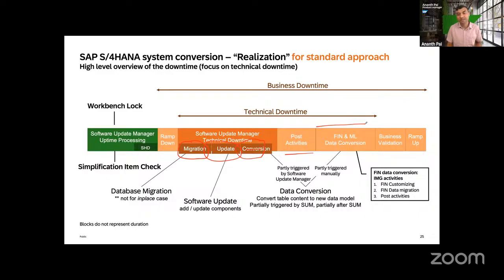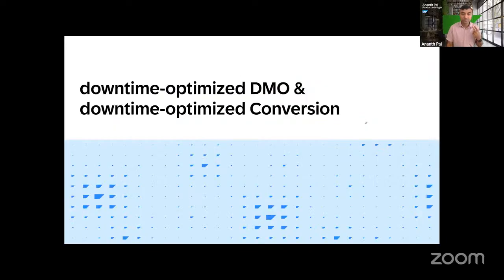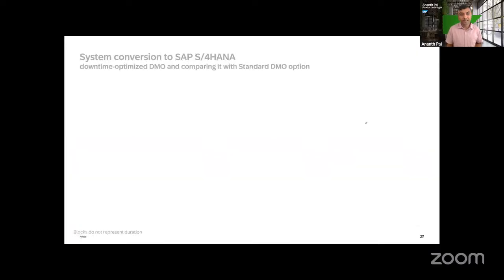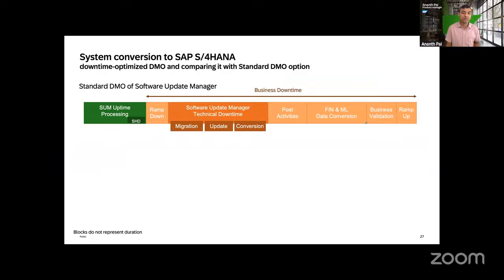Now, our objective is to ensure that this whole business downtime can be reduced as short as possible. So there are two downtime optimized options that are available. One is the downtime optimized DMO and the other is downtime optimized conversion. So let's compare the standard conversion with a downtime optimized DMO.